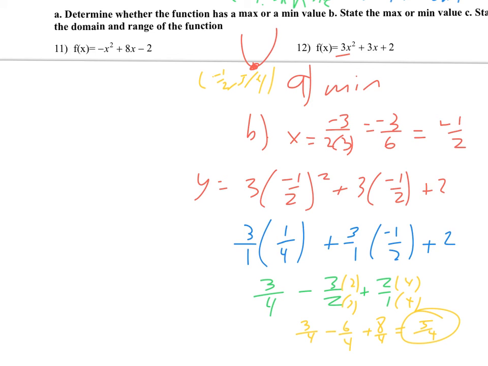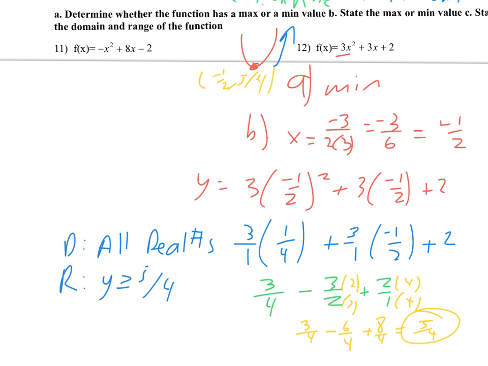And then lastly, we have domain and range. Domain, remember, is always all real numbers for quadratics. The range, though, always has to do with the max or min value. Now this one's a min, so all my y values are going to be above 5 over 4. So I'm going to say y is greater than or equal to 5 over 4.